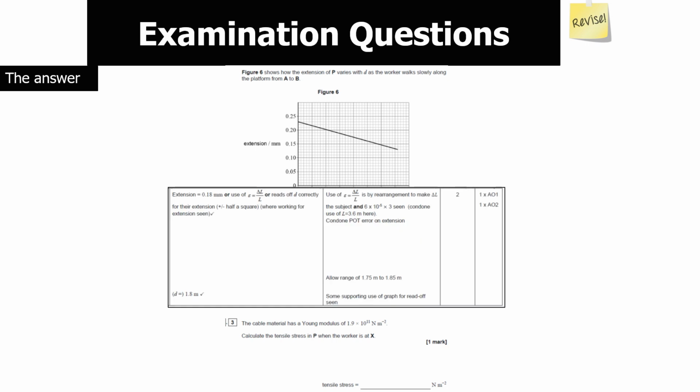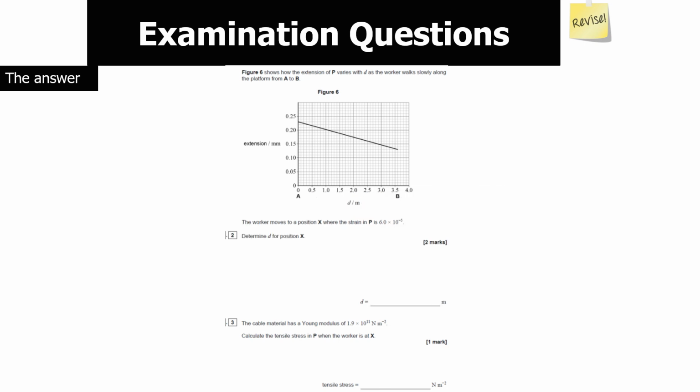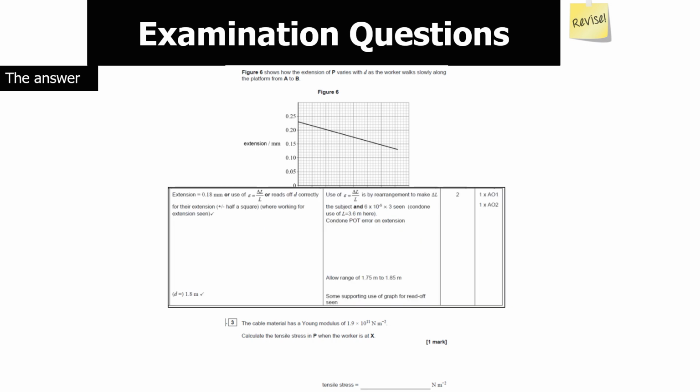Right, so how to answer this question? Well, you can see straight away that the extension is going to be 0.18 millimeters. How do you know that? Well, if you look through, you know what the value of D is going to be at position X, so you can work it out there, and then you can say E is going to equal delta L over L, so therefore you can work it out, and then D is going to equal 1.8 meters.